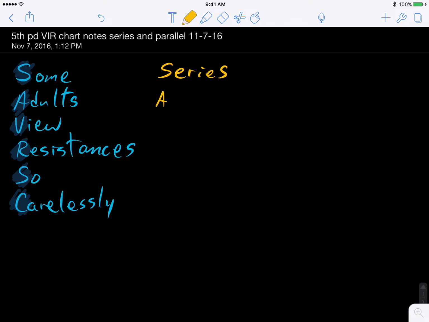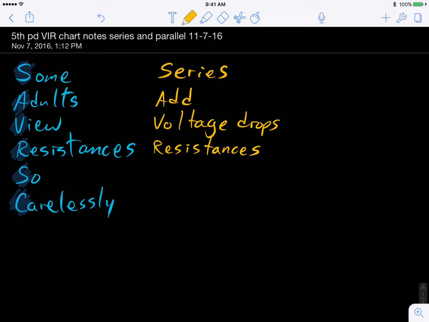And in series circuits, we're going to add voltage drops to get the total voltage drop for the whole circuit, which comes from the battery. And then we're going to add the resistances for each resistor to get the total resistance. And then the so means we're going to have the same, and the same what? The same current is going to flow through each resistor that's wired in series. So we need to memorize this. Now we're going to go ahead and apply it.